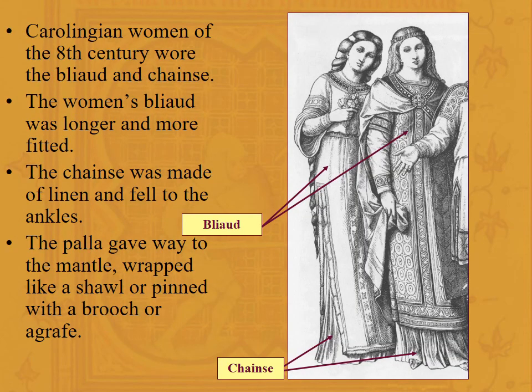And in the 8th century, these Carolingian women start to wear their own kind of bliaud. But they're changing it up a little bit. You can see here the bliaud is more fitted. And it still has a slit up the side here. You can see that slit. Chainse underneath going all the way to the floor or ankles, so the feet peek out, which was a desired effect. Then a mantle, wrapped like a shawl or pinned with a brooch or agraffe, which we'll talk about in a moment.